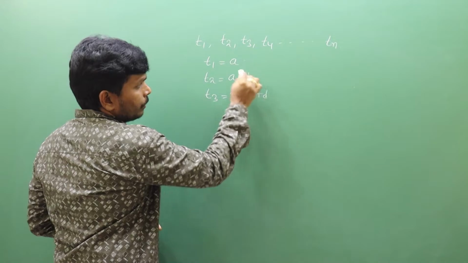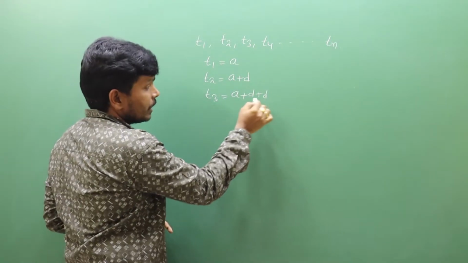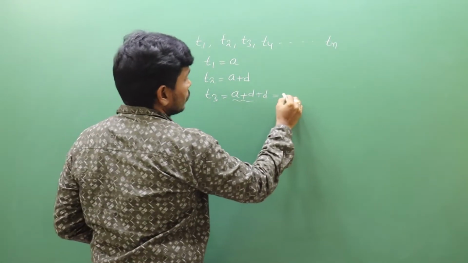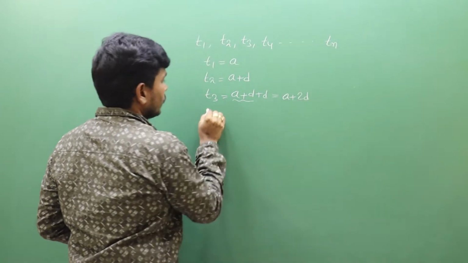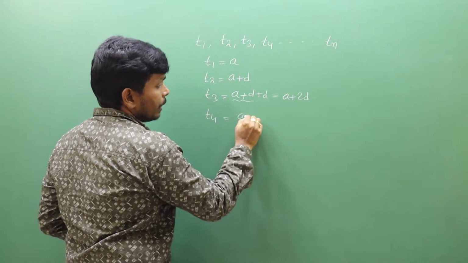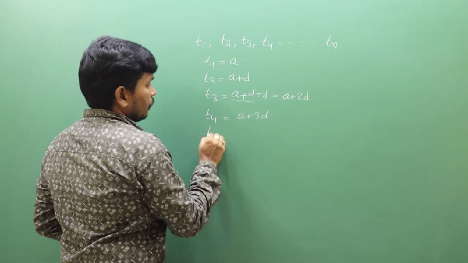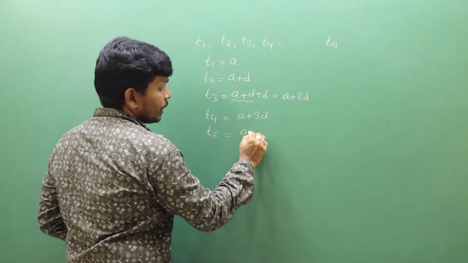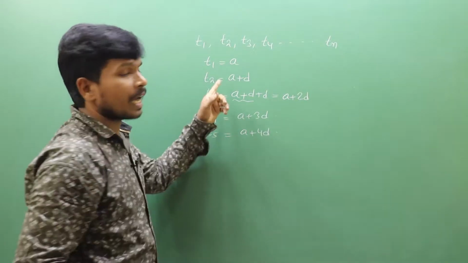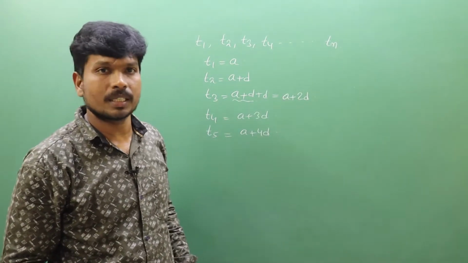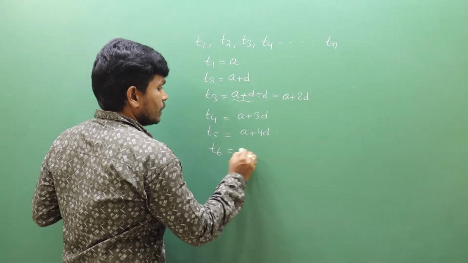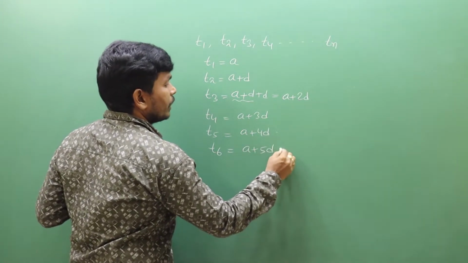That is the second term. You add the common difference d to the second term, you get the third term, that is a plus 2d. Like that, the fourth term is a plus 3d. The fifth term is a plus 4d. Every time we are adding d, the common difference. T6 is a plus 5d.